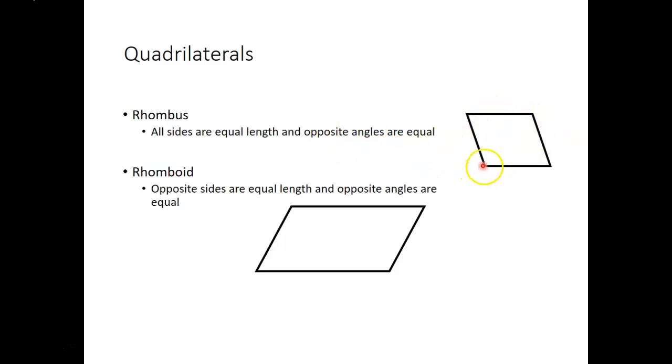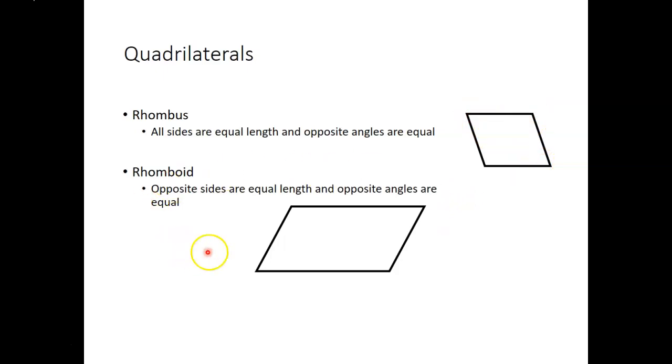And opposite angles. This one and this one, this one and this one are equal. Think of it like a square that you leaned on and sort of pushed it over a little bit. That's what you'd end up getting. These two angles here will be obtuse. These two angles will be acute.